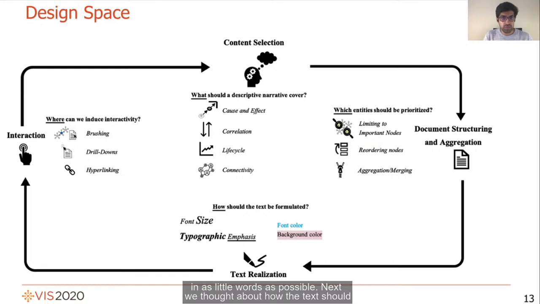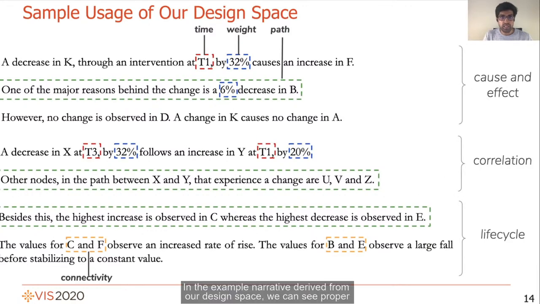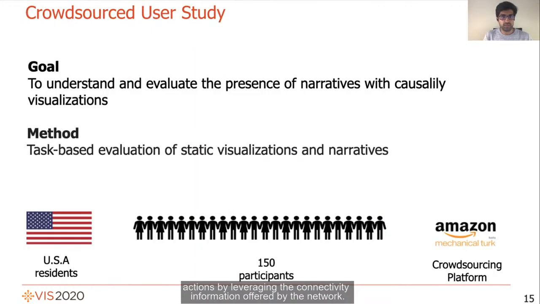Next, we thought about how the text should be rendered to provide more emphasis on important information. And lastly, to make the narratives more dynamic, we made the narratives more interactive by coupling them with features like brushing, drill downs, and hyperlinks. In the example narrative derived from the design space, we can see proper categorization of the narratives under cause-effect, correlation, and the lifecycle categories, while also seeing aggregation of nodes and actions by leveraging the connectivity information offered by the network.